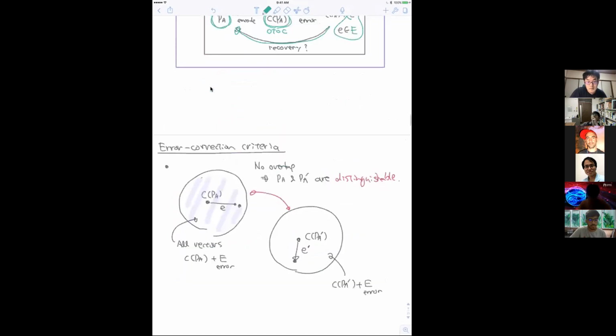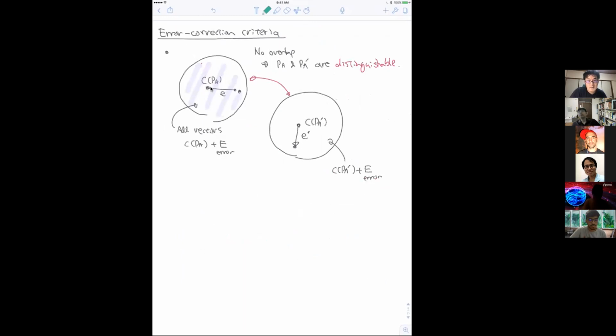Now, I think it's useful to look at a cartoon figure. So I have two Pauli operators, PA and PA prime. And these code words, initially, maybe they are different. So if there is no error, I can distinguish them. But if error vectors E and E prime act, these two vectors may get moved to other points. So you can draw a sphere of possible vectors. And as long as they do not overlap with each other, I can reliably reconstruct whether it was PA or PA prime. So this is like the error correcting criterion.